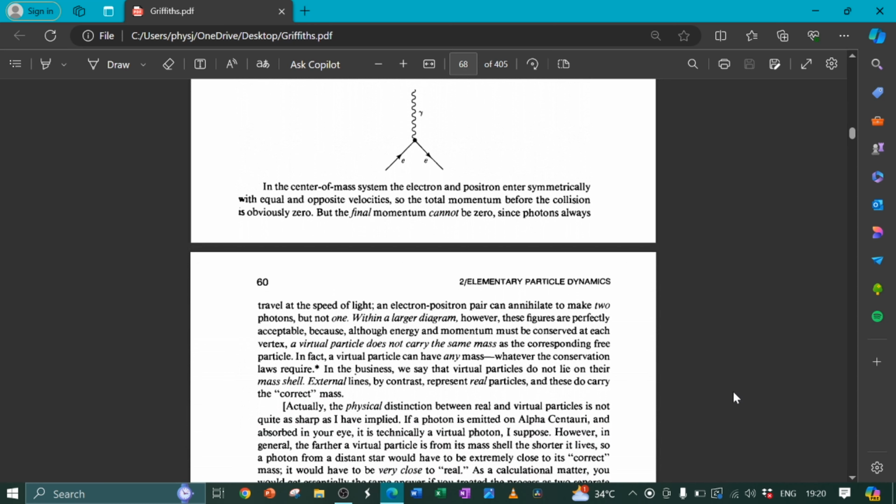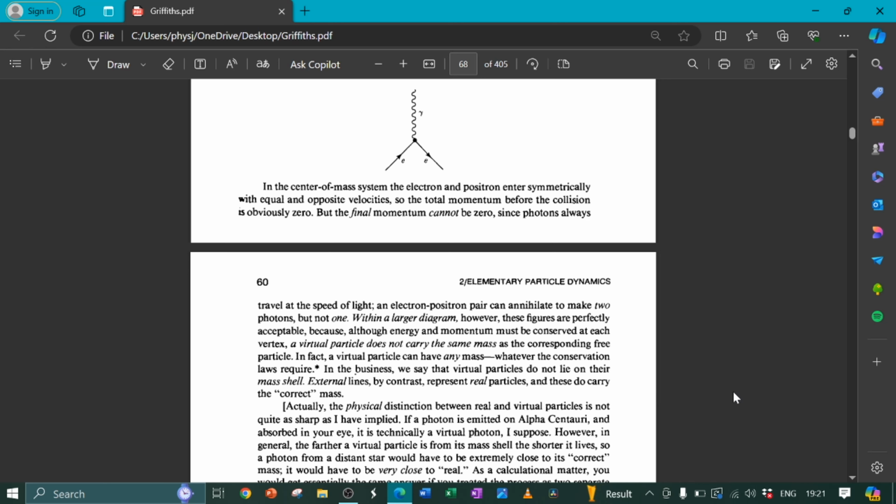In the center of mass system, the electron and positron enter symmetrically with equal and opposite velocities. So the total momentum before the collision is obviously zero. But the final momentum cannot be zero since photons always travel at the speed of light. An electron-positron pair can annihilate to make two photons but not one.